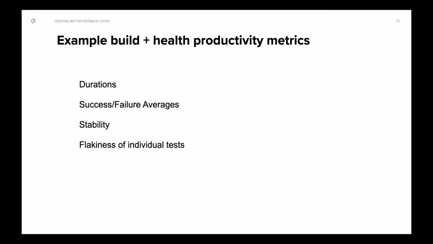So what are some examples of things we might be interested in tracking? There's a lot, and clearly everyone can think of probably dozens, if not hundreds of metrics, but we'll talk about a few. Durations, like build duration. What are my success or failure averages? If I run the same process 10 times on a known stable piece of code, how often does it succeed and how often does it fail? That also might be similar to the stability.